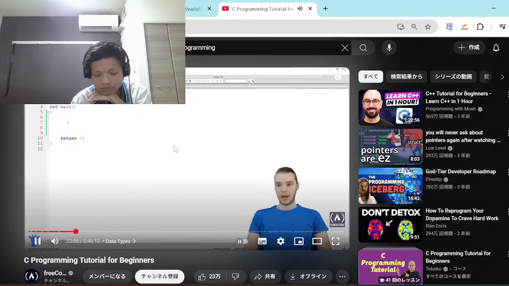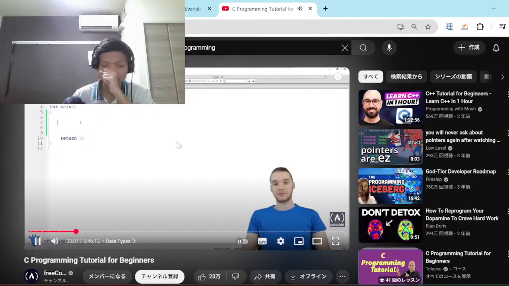So I'm going to show you guys all those different data types right now. A lot of times in C, when we're working with data, we're going to be storing that data inside of variables. So I'm just going to show you guys a bunch of different variables that we can create and all the different types of data that we can store inside of those variables.